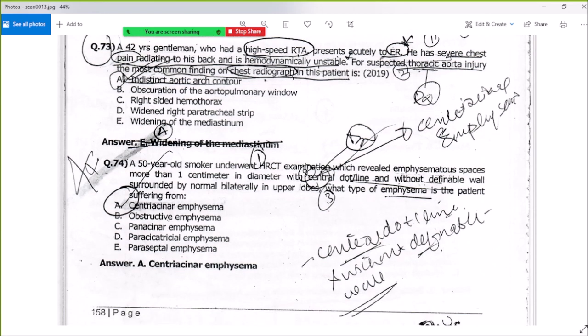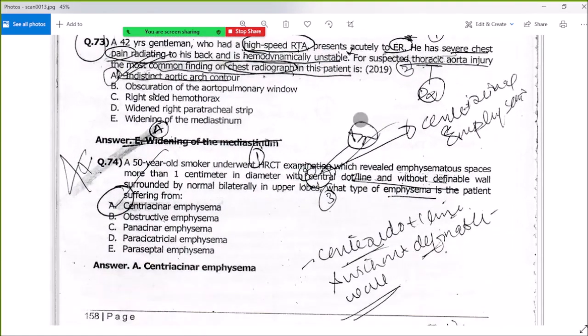Question 174. A 50-year-old smoker underwent a chest examination which revealed emphysematous spaces more than 1 centimeter in diameter with central broad line and without definable wall, surrounded by normal lung, bilaterally in the upper lobes. What type of emphysema is the patient suffering from? Smoker has centriacinar emphysema. Smoker always has centriacinar emphysema.